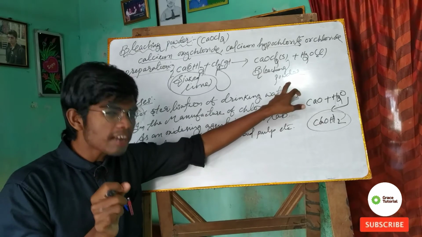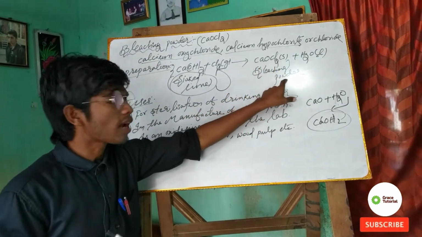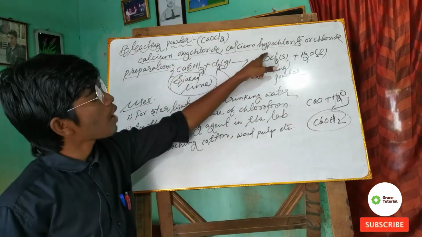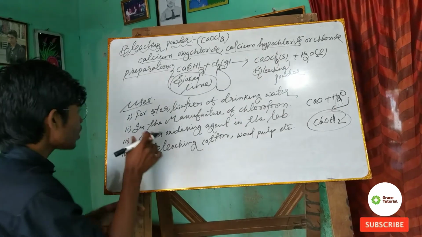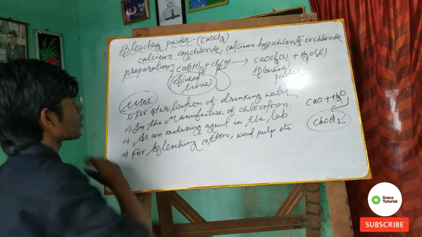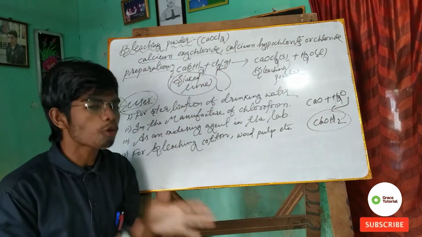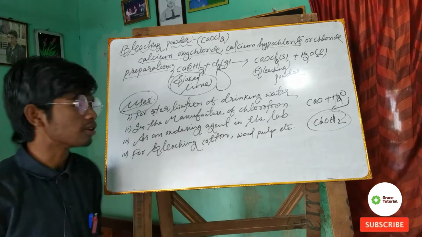You need to remember, my dear students, the formula for bleaching powder. That is calcium oxychloride, and it has been given various names such as calcium hypochloride or calcium hypochlorite. The reaction for the preparation of bleaching powder is very important and relevant for your examination, and you need to remember this.